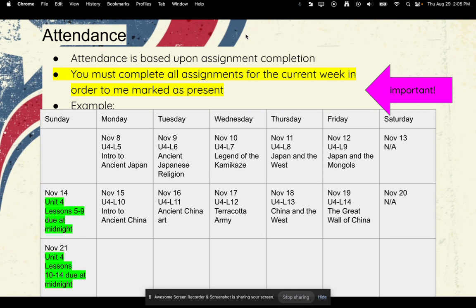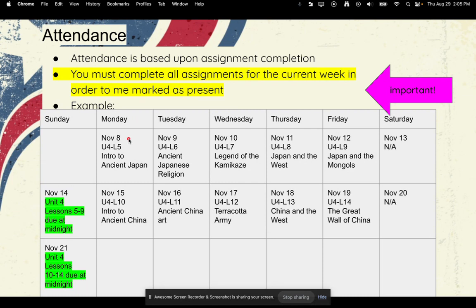Now, this is the tricky part. You must complete all assignments for the current week in order for me to mark you as present. You need to get done every single assignment that I assign you in that week by Sunday at midnight, unless otherwise noted, in order to be marked as present for attendance. Okay?